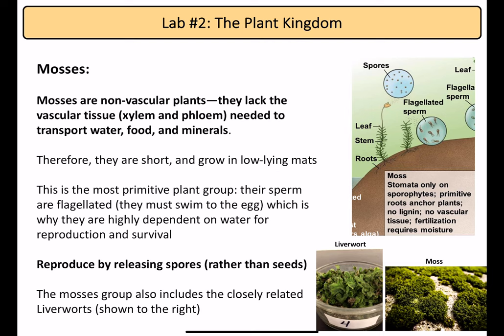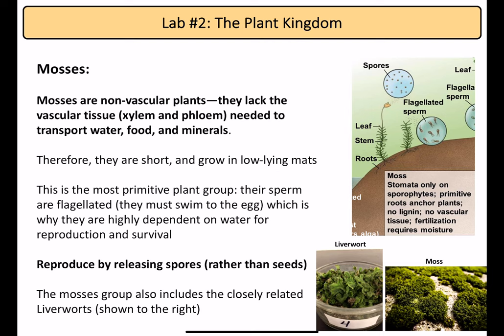So here we're starting with the mosses. They're primitive in the sense that they're most related to the green algae. They are lacking a few features that most modern plants have. One of those features that they lack is veins, in a sense. They don't have what we call vascular tissue.